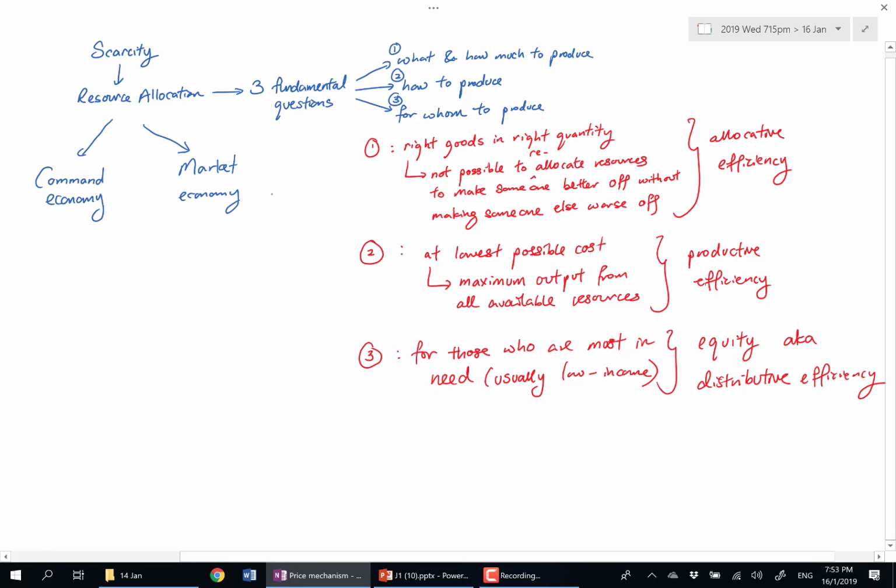In a command economy, everything is centrally planned. It's like China, when they were a bit more communist than now. Then North Korea, or Cuba. Command economy basically, now I'll say probably North Korea. Everything is decided by the government, the Kim family. What and how much to produce, they will decide. How to produce, they decide. For whom to produce, maybe those who are loyal to the party. So they decide everything. In short, the system sucks. We don't study a command economy in the syllabus.